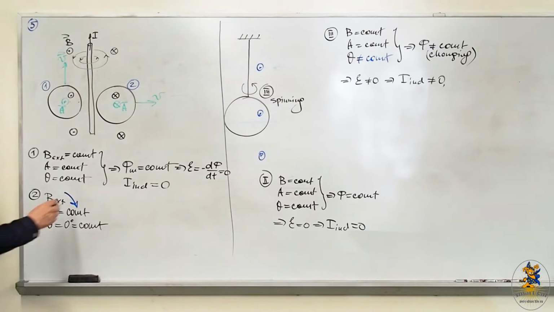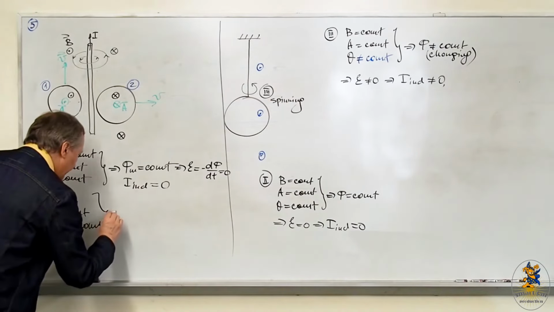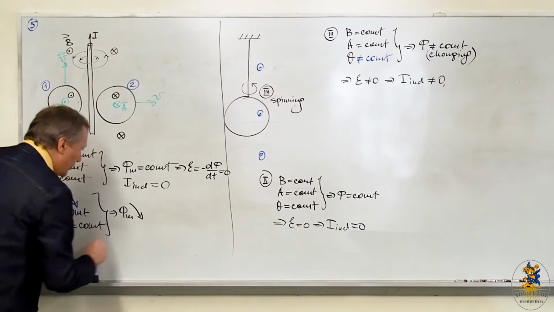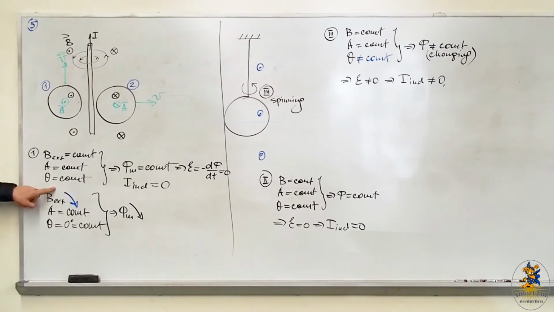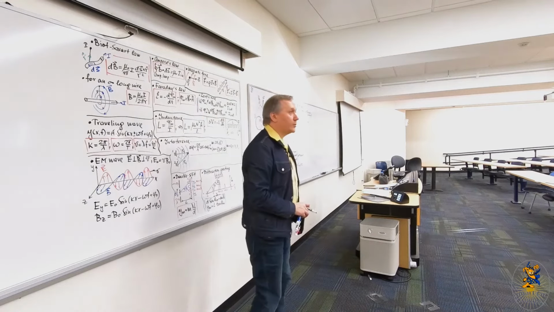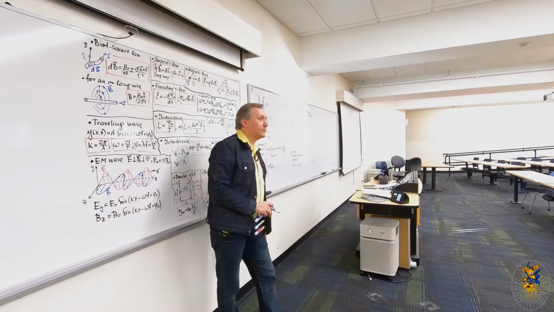Okay, so now Lenz's rule. So we can conclude that magnetic flux is also going down because magnetic flux is a product of B, A, and cosine of the angle between them, between B and A.